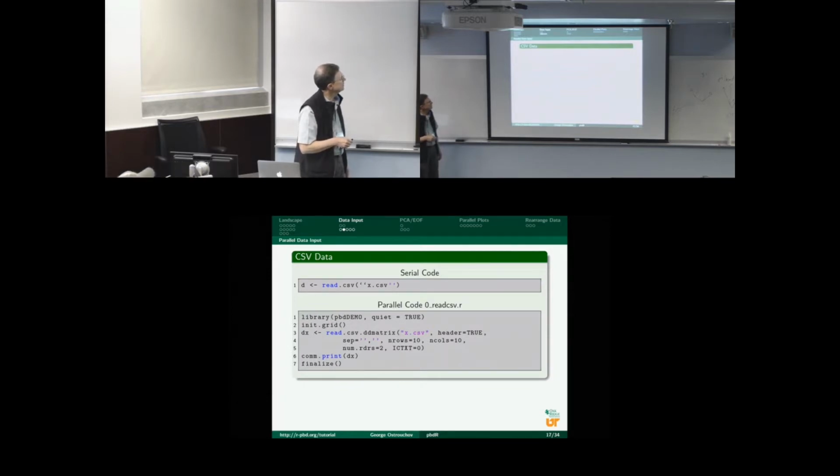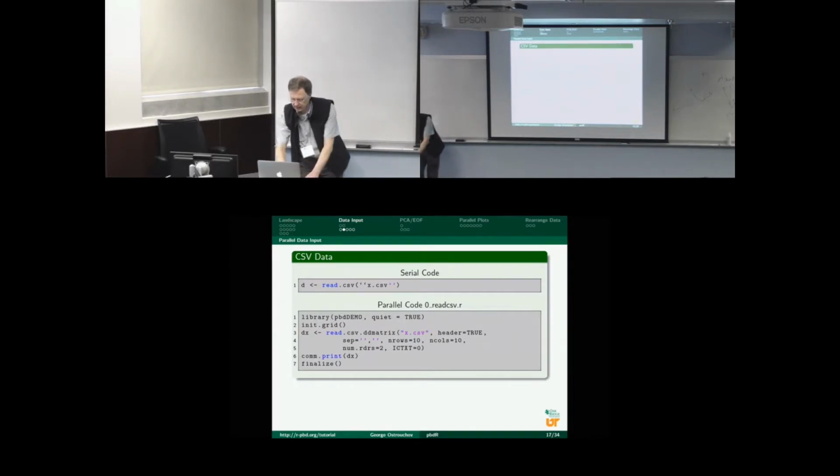So here again, you load the library. I'm not sure, Drew, is it in PBD demo? It's in demo, okay, yeah. And so as Drew was already talking about it, you start with init grid because you're doing a matrix. And then you do the read CSV, there's the file name, and all the usual parameters apply. There are some other parameters here, like the number of readers in this case. And then we just print it and finalize.